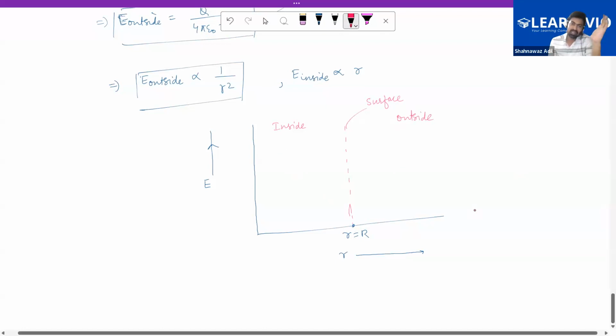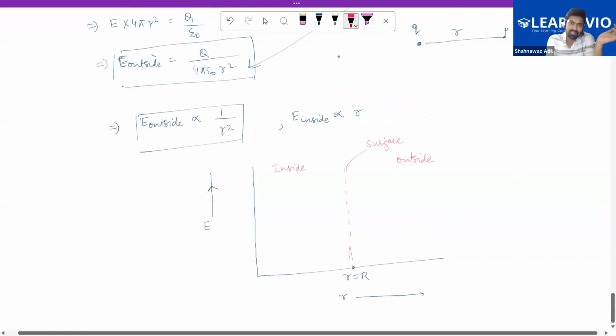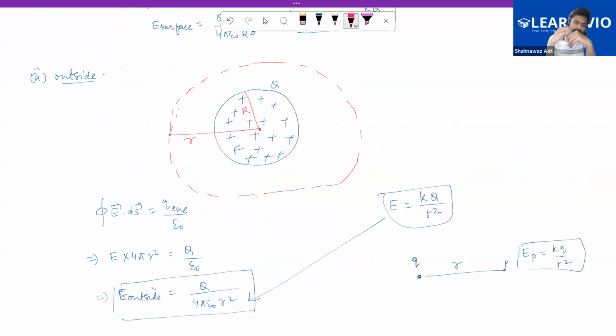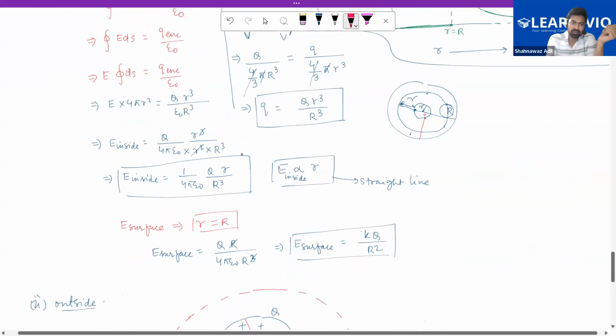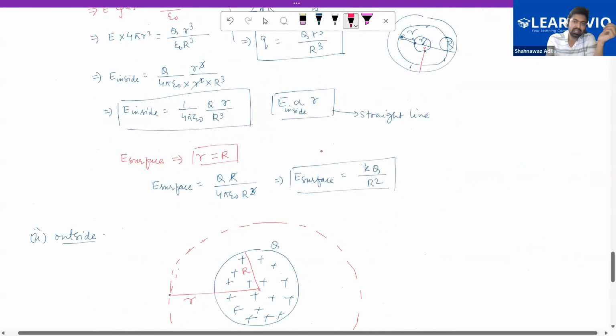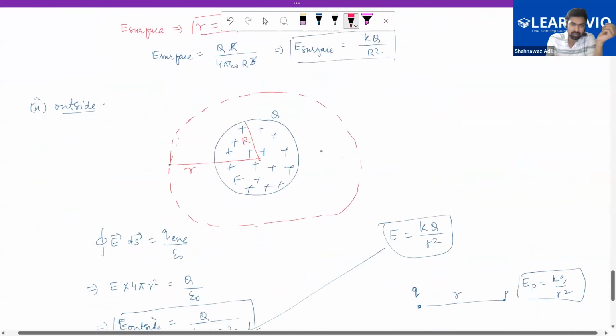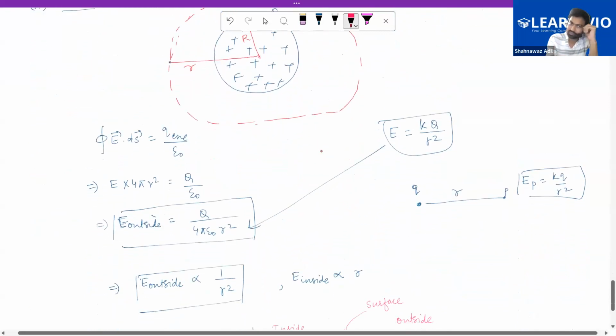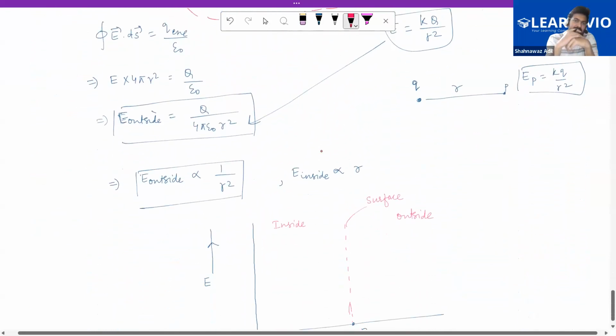So inside, at R equals 0, at the center, what would be the electric field? Zero, right? Inside at the center, electric field would be 0. What is the reason? Because of the symmetry, right?